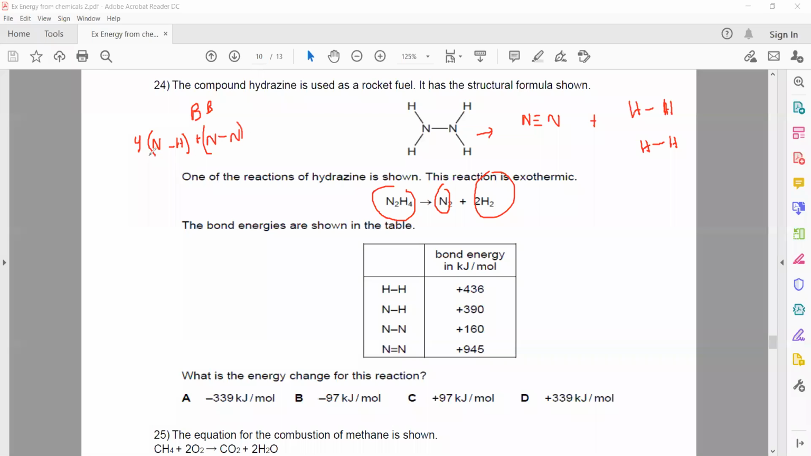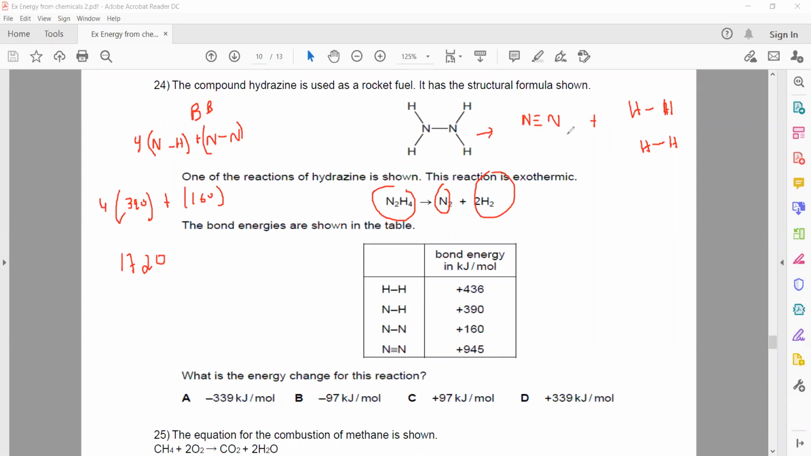So if we calculate the bond breaking energy, it will be 4 multiplied by the nitrogen-hydrogen bond energy, which is 390, plus the nitrogen-nitrogen single bond, which is 160. What is the answer for bond breaking energy? 390 multiplied by 4 plus 160. What is the answer? 1720. That's the bond breaking energy.